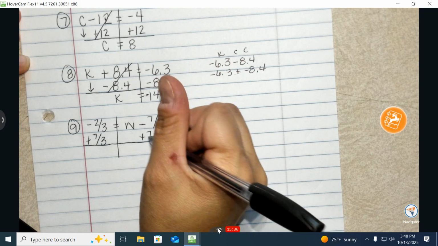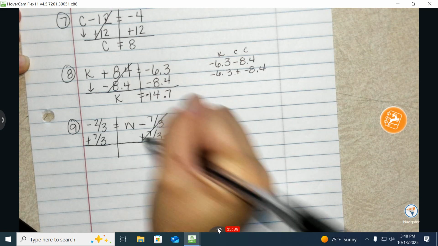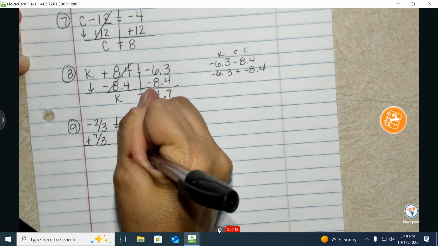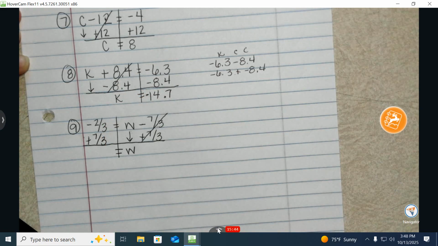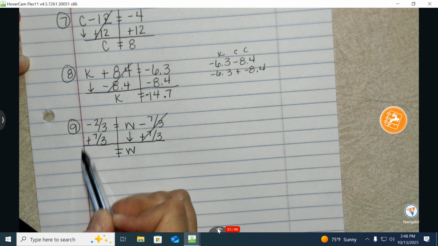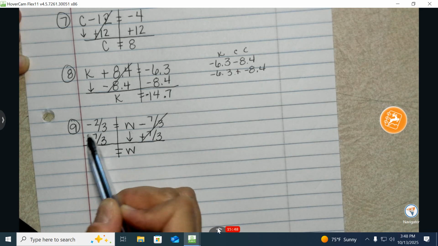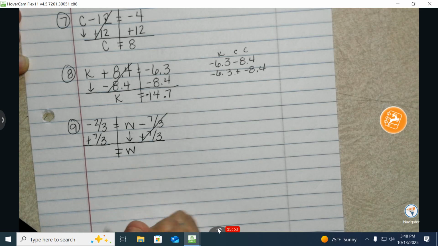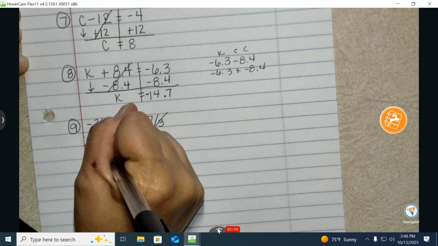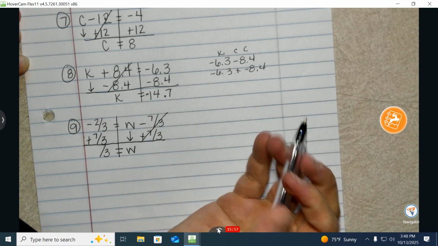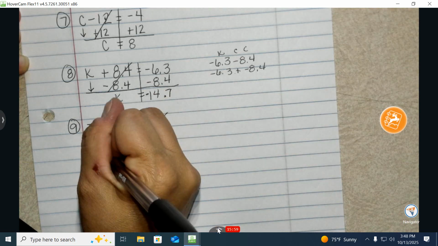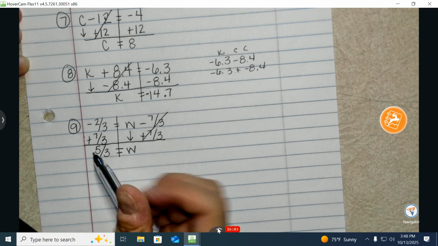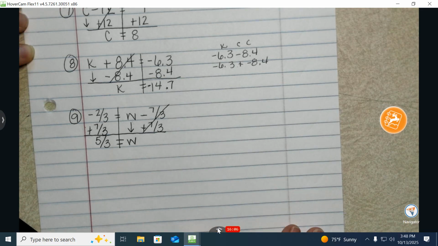Negative 7 over 3 plus 7 over 3 cancels out. Bring down your W. Keep your equal sign in line. And then we have negative 2 over 3 plus 7 over 3. Adding, they don't have like signs, so you're going to subtract. So we have 3 is the denominator, and 7 minus 2 is 5. The 7 has a larger absolute value, so it stays positive 5 over 3.